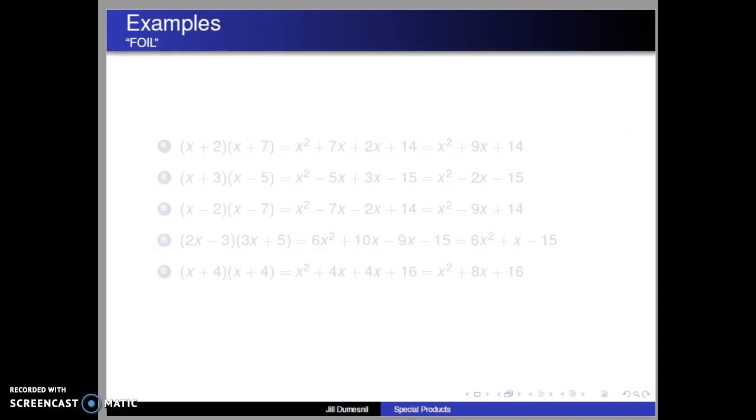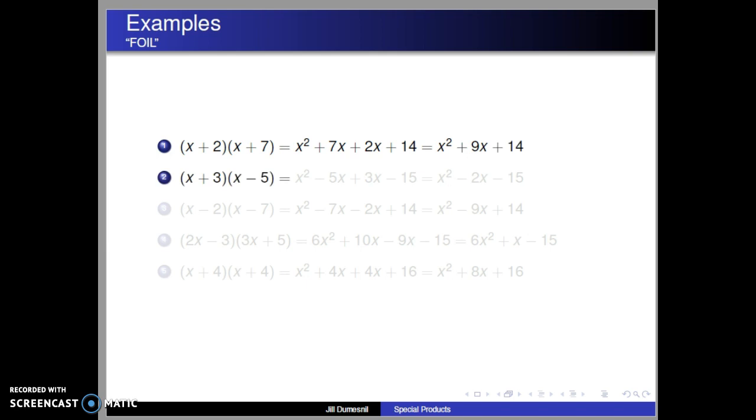Now let's consider some examples using the FOIL method. To multiply x plus 2 times x plus 7, we multiply the first two terms, the outer two terms, the inner two terms, and the last two terms. Then collecting like terms produces x squared plus 9x plus 14.